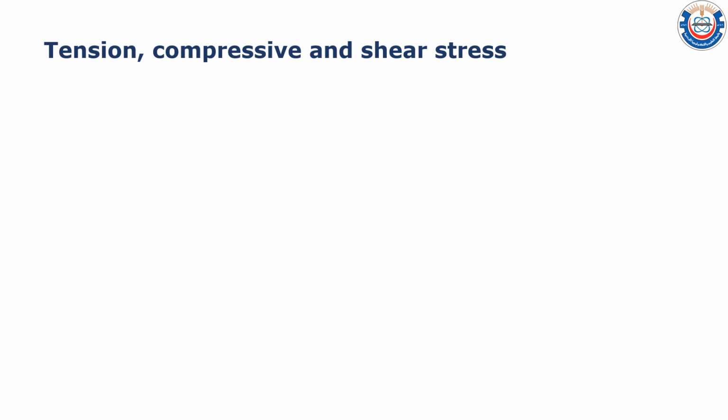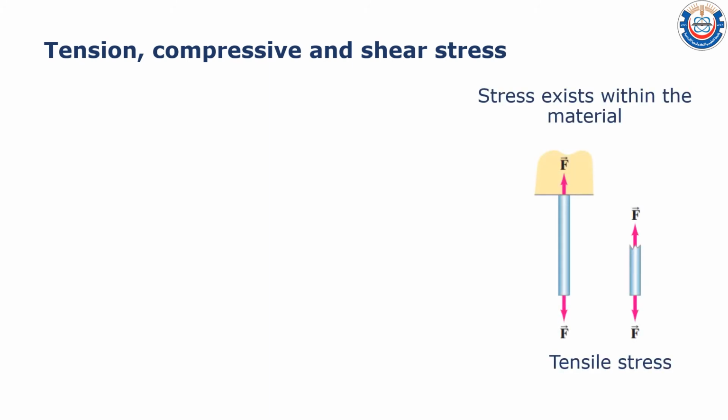Tension, compressive and shear stress. Look at this figure here. If we have a vertically suspended metal rod, and this metal rod is subject to an external force pulling it downward, but as you can see this metal rod is already in equilibrium, which means there is an opposite and equal force arising at the top, at the support, balancing the downward force. If there are opposite and equal forces exerted on an object like this, we call this a tensile stress.